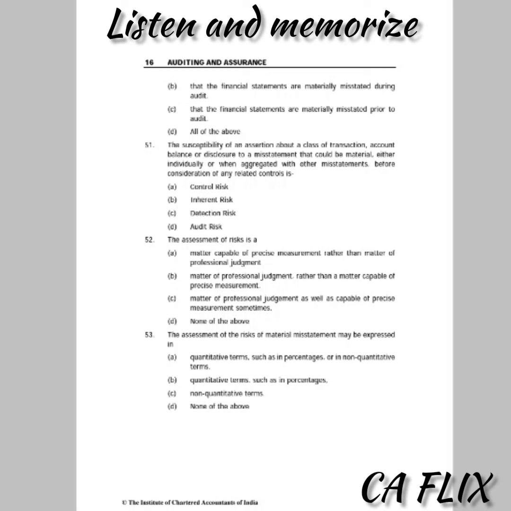Question 53. The assessment of the risks of material misstatement may be expressed in: option A, quantitative terms such as percentages or non-quantitative terms. Option B, quantitative terms such as percentages. Option C, non-quantitative terms. Option D, none of the above. Answer is option A, quantitative terms such as percentages, or in non-quantitative terms. The assessment of risk of material misstatement may be expressed in quantitative terms such as percentages or in non-quantitative terms.